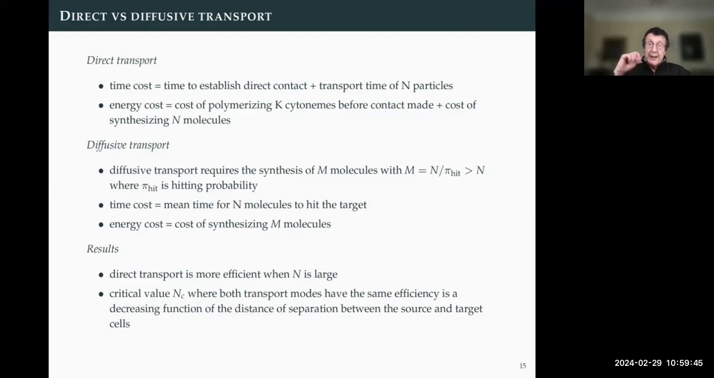What they seem to find is that direct transport, in terms of the cost functions they define, of course, it doesn't mean these are the correct cost functions, but within their work, they found that direct transport is more efficient when n is large. And they also calculated the critical value of the number of morphogen needed to set up the concentration. And they asked, well, what's the critical value where both mechanisms are about the same? And they characterized the efficiency and this critical number as a function of the distance of separation between the source and the target cell.